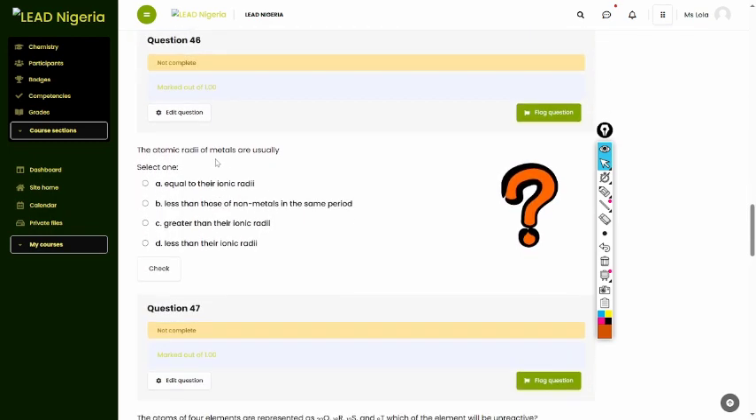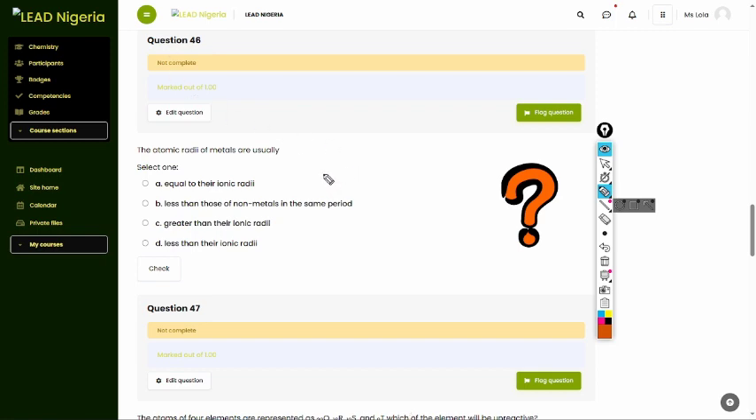Okay, the atomic radii of metals are usually okay. So metals are those in group 1, 2, and 3. So we're trying to see what the relationship is between the ionic radius and the atomic radius of metals. Now metals lose electrons to form cations. So let's give a diagrammatic representation to better understand the relationship between the atomic radius and the ionic radius.